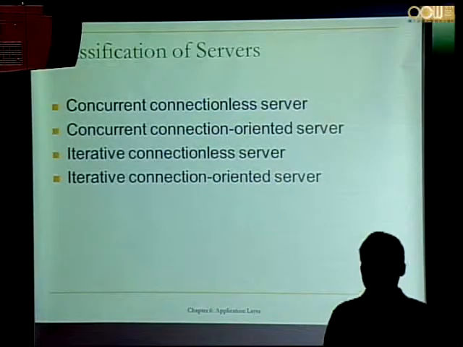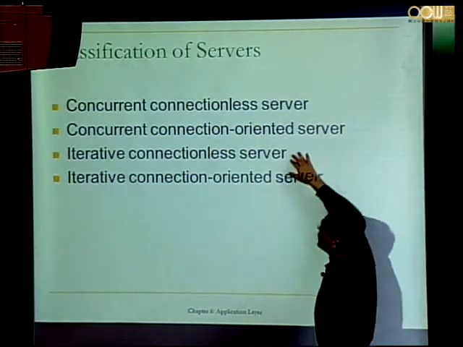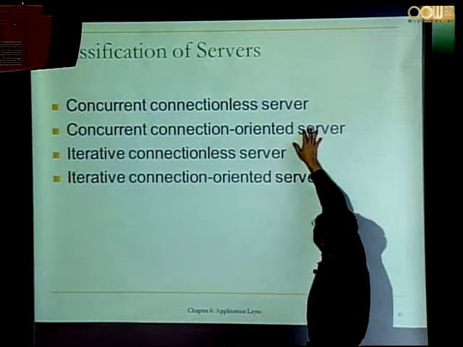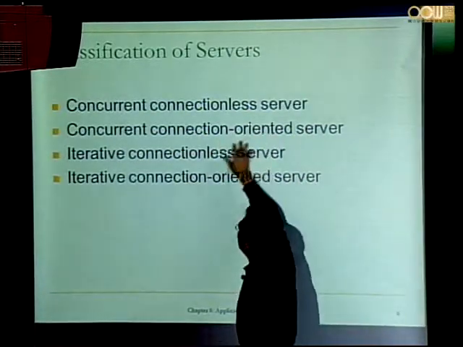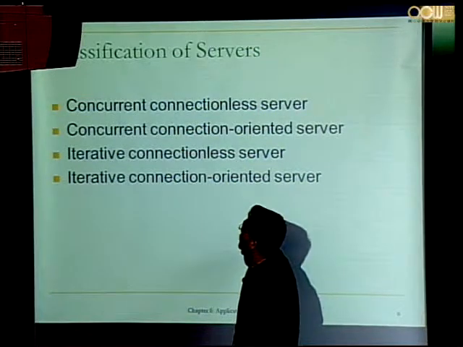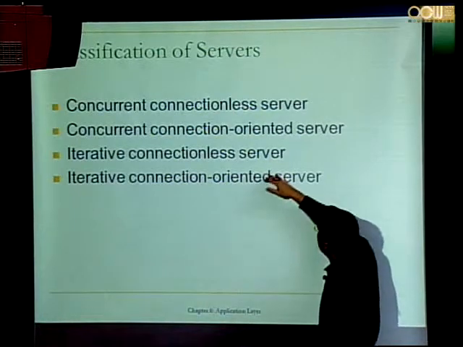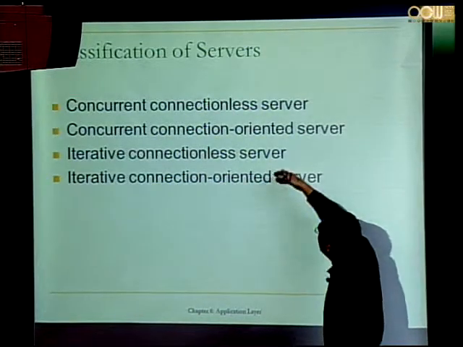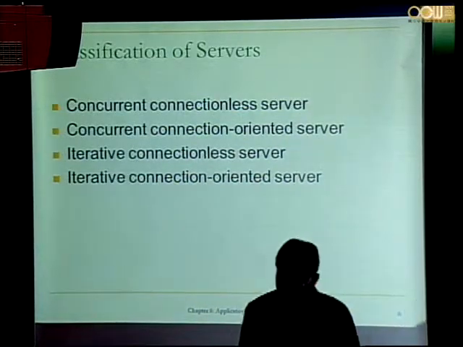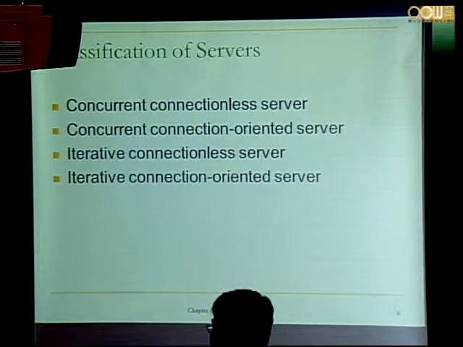So you will see that among these four combinations, these two are most common. You would have concurrent connection-oriented server, concurrent TCP server, or iterative UDP server. That's more common. But you will have less iterative TCP server or concurrent UDP server. You will have less of those combinations. But sometimes you do have them, but less often.